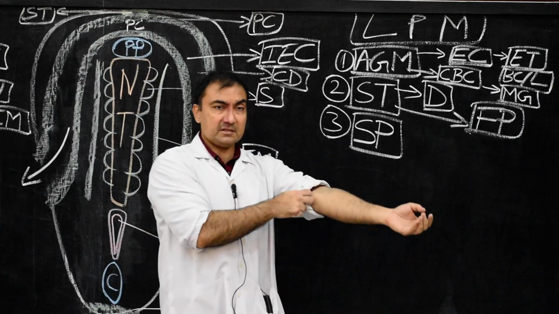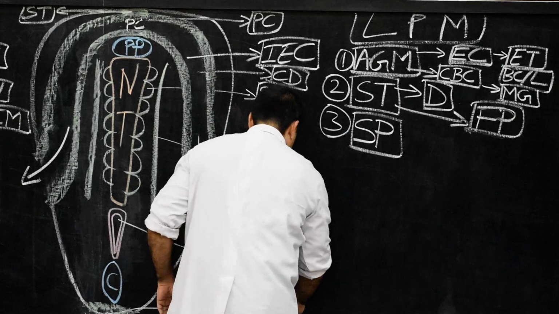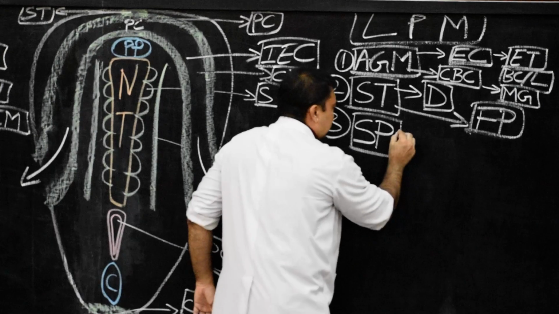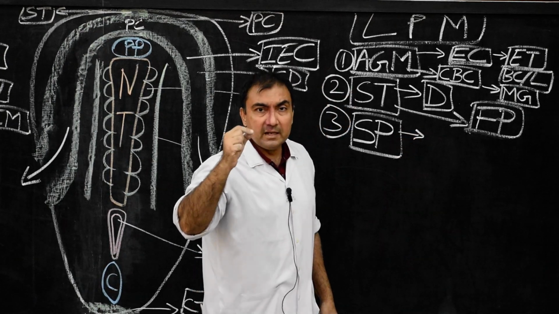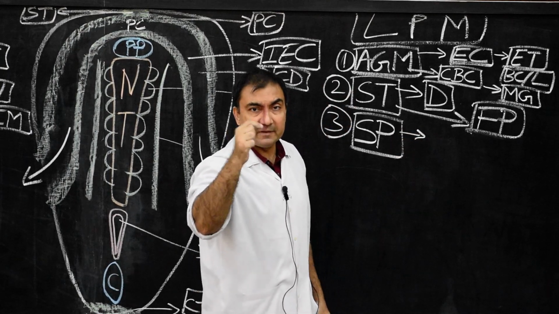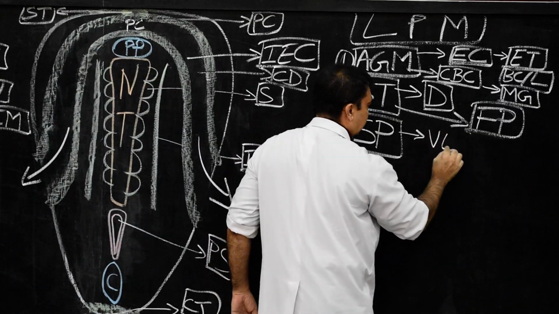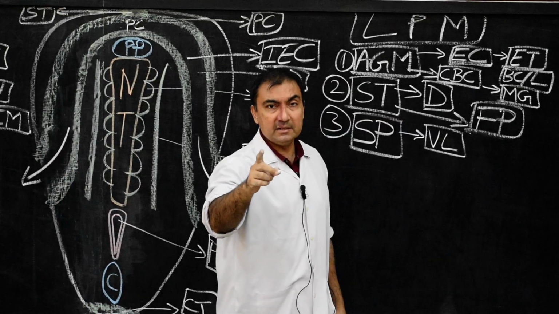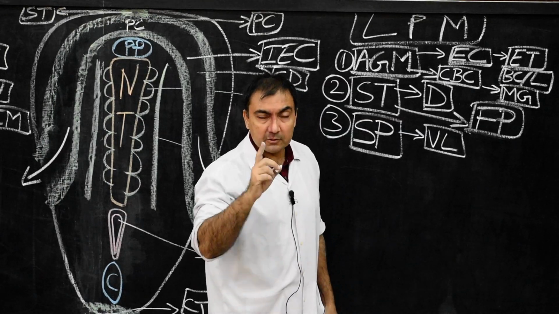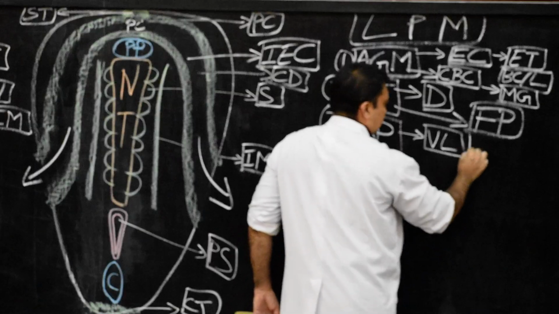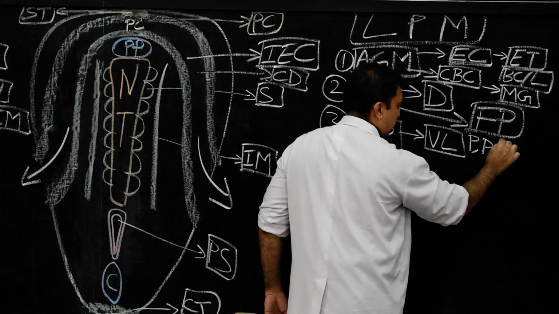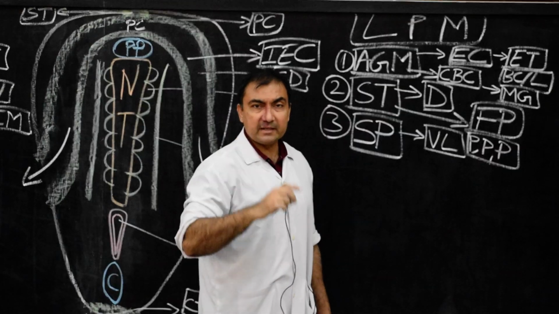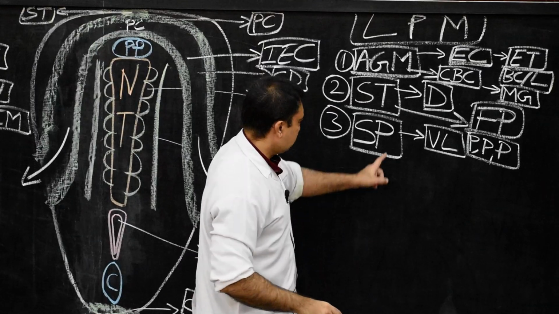Very interesting. The structures that will develop from the splanchnopleuric layer will be, let us mark, first structure, the visceral layers of all the three cavities. So please note down the visceral layers of all the three cavities: peritoneal cavity, pleural cavity and pericardial cavity. That means pleural cavity, pericardial cavity and peritoneal cavity. Which layer? It's the visceral layer.